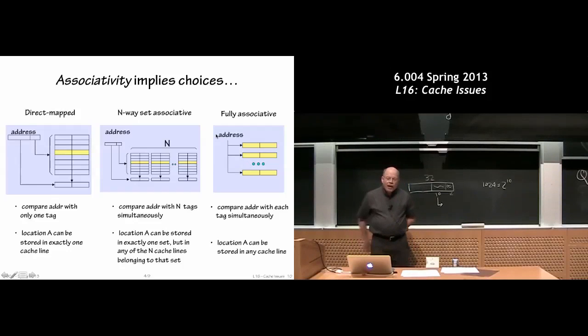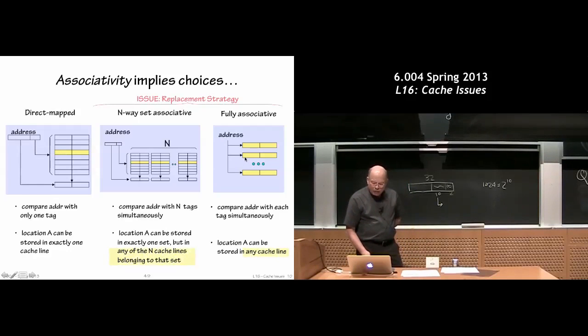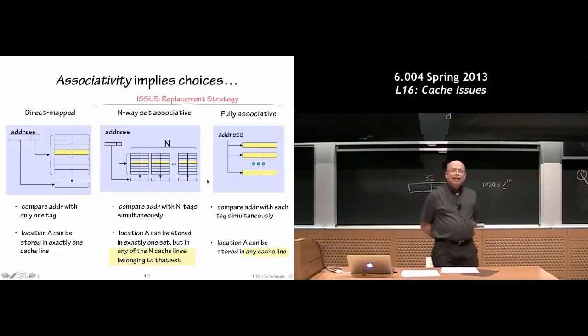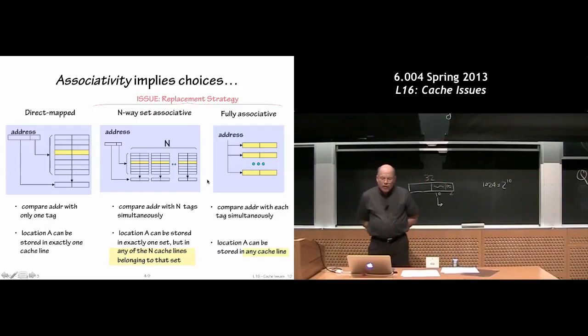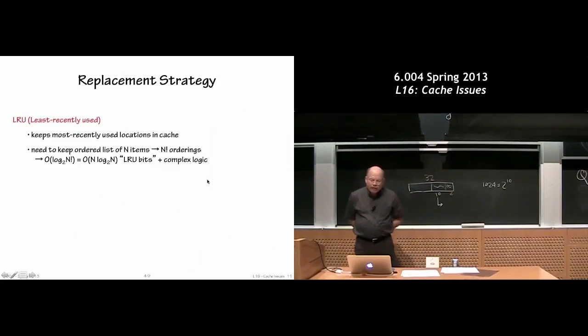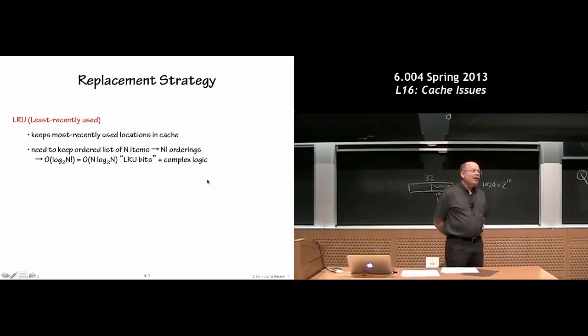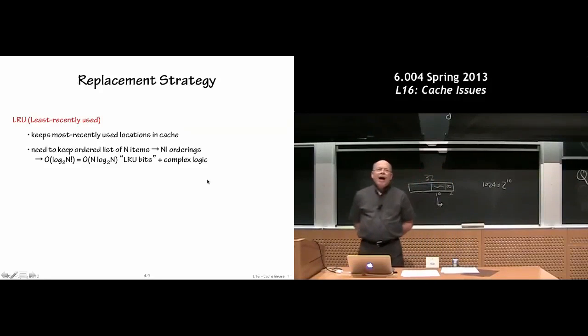Okay, in an n-way set associative cache or in a fully associative cache, we do have this problem: once I need to bring a new thing into the cache, I need to replace something else. How do I make that choice? So we have a replacement strategy issue, and we'll talk briefly about that. Here are some choices. LRU, least recently used. That's the one that makes the most intuitive sense when you think about how a cache is trying to work. It's trying to remember the things that you're likely to use.